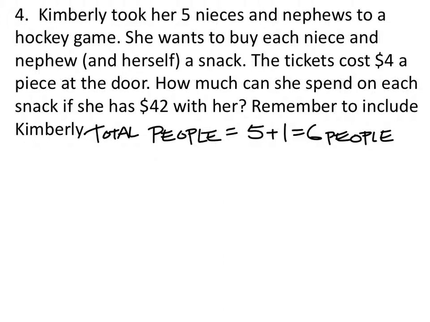So there are 6 people going to the hockey game, and the tickets are $4 a piece at the door. So the dollars from the tickets is going to be 6 people multiplied by the $4 for each ticket. So that means right there, bam, she's going to spend $24 just on the tickets.